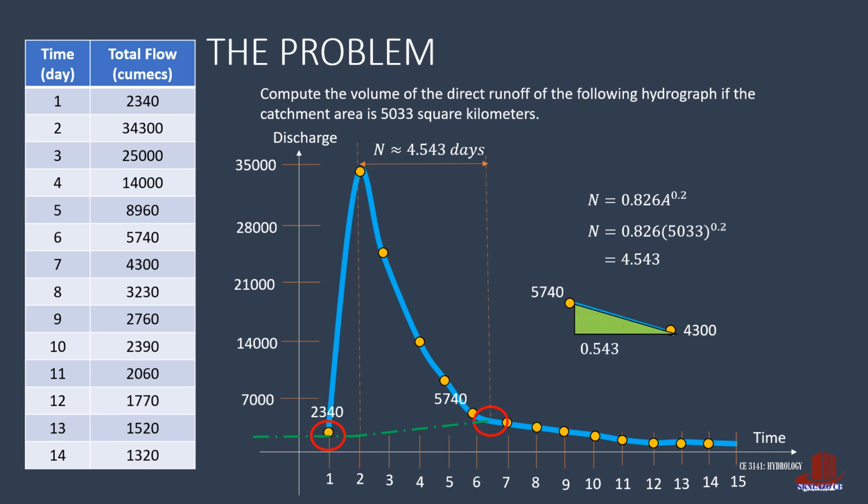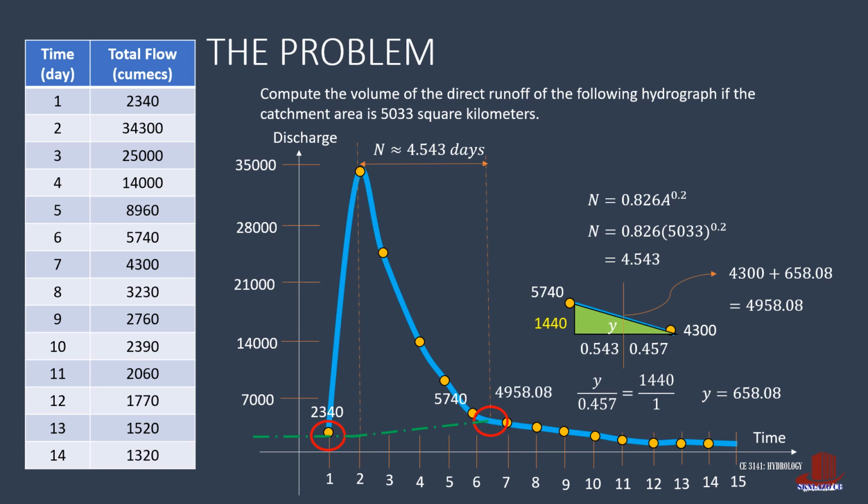To identify the ordinate at the end of runoff, use similar triangles. From the illustration, take the small triangle with ratio of y is to 0.457 and proportion this with the big triangle having 1,440 is to 1. Y is then simplified as 658.08. Thus, the ordinate at T of 6.543 is 4,300 plus 658.08, which is 4,958.08.